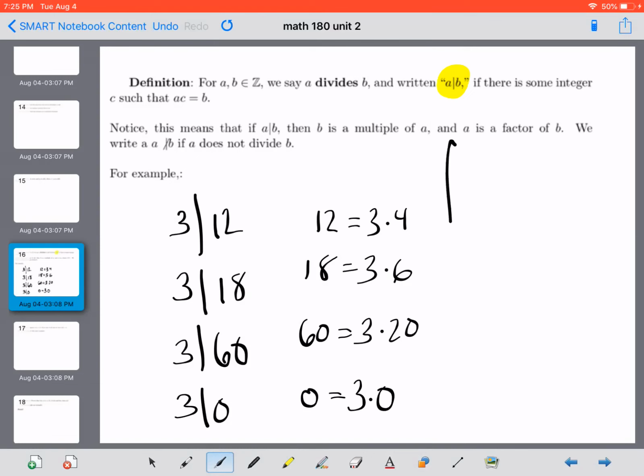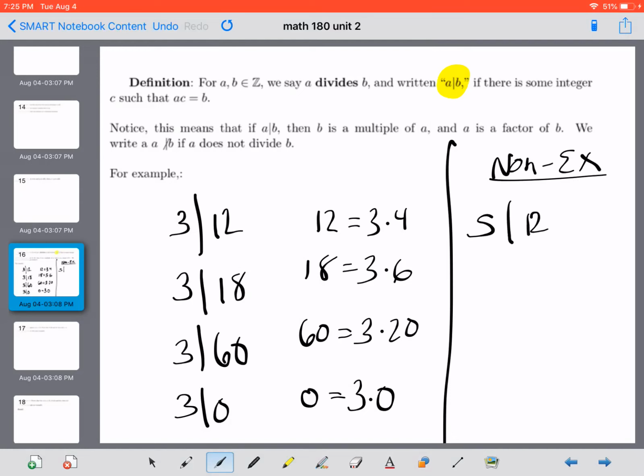So, as a non-example, you couldn't say that 5 divides 12. This is not true. 5 does not divide 12, and that's because 12 is not a multiple of 5. 12 is not equal to 5 times c for any integer c. Okay, so this is all this notation means.